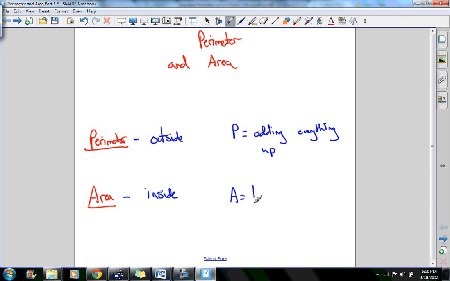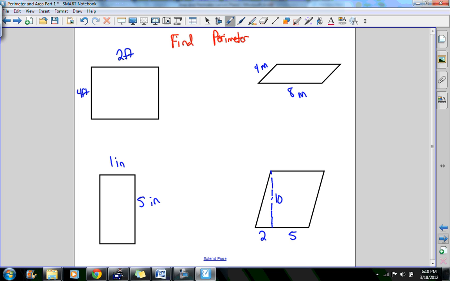I'm always going to say it's going to be base times the height. Some of you have learned it as length times width. I don't like length and width, I like base and height. So the area is always going to be base times height. So let's look at some examples.